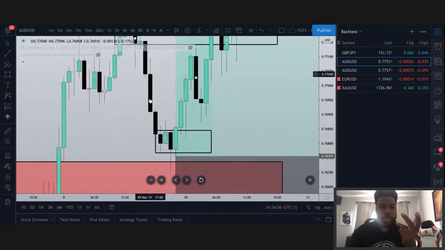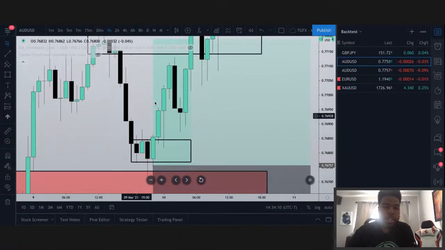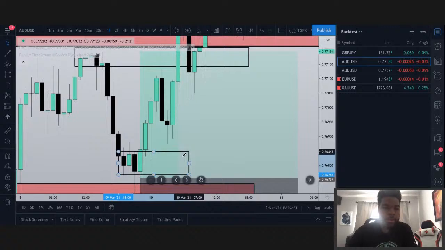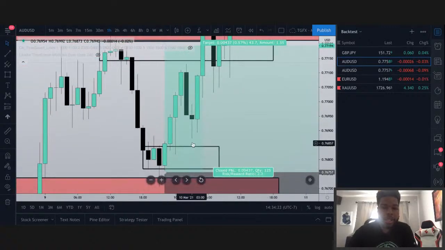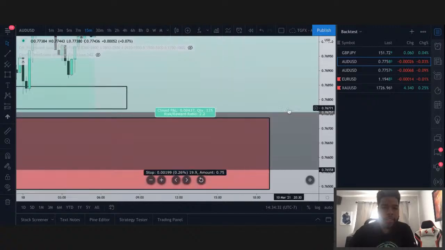So now we once again think about it. Where would price want to pull to before continuing? Well, if we just bounced off supply, we want to bounce off of demand. Now, in this case, we didn't pull all the way back to demand, but you guys get the concept. You can still catch this trade. So let's drop down to the 15-minute and see what kind of entry that would have given us.